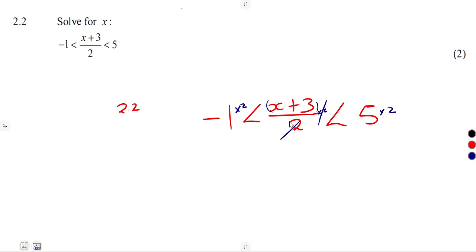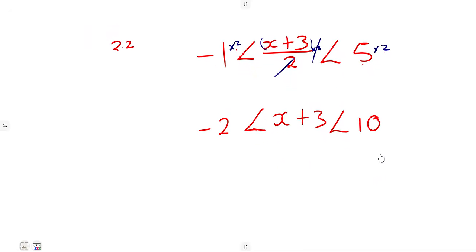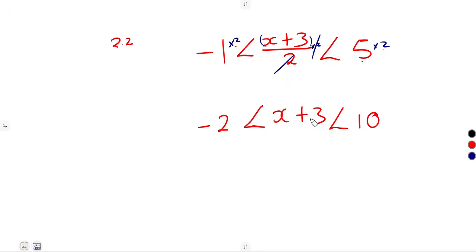It follows that you are going to remain with x plus 3, which is greater than minus 1 times 2, which is minus 2, and less than 5 times 2, which is 10. So that is what you are going to have. Then to remain with x, there is a 3 which is being added, so we must get rid of that. We subtract the 3 from each part, so this can cancel. So x is greater than minus 2 minus 3, that's minus 5, and less than 10 minus 3, that's 7.